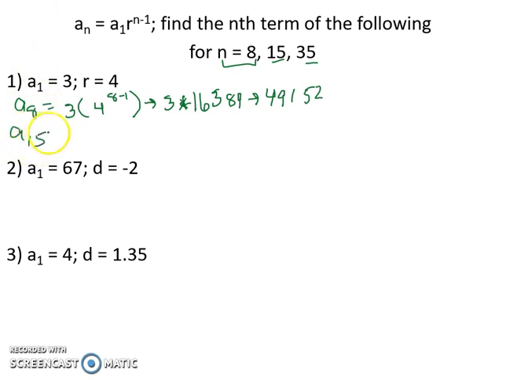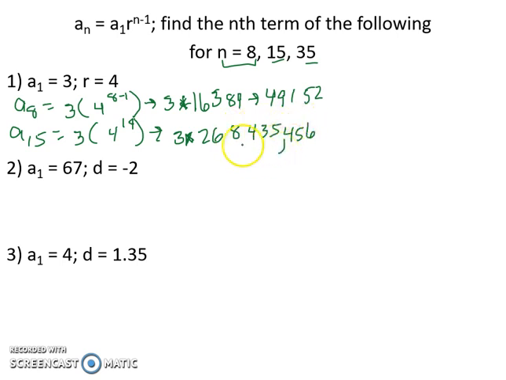A15 is going to be 4 to the 14th power because it's 15 minus 1. And that goes to 3 times 268,435,456. Look at that huge number.